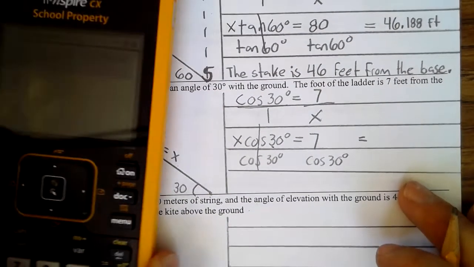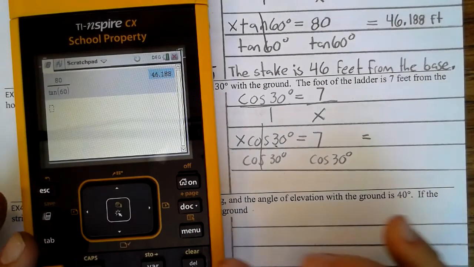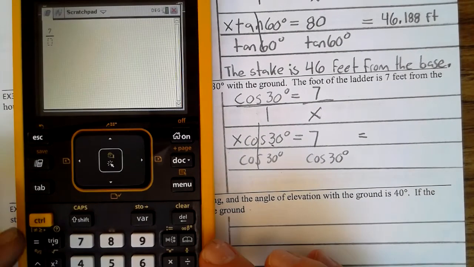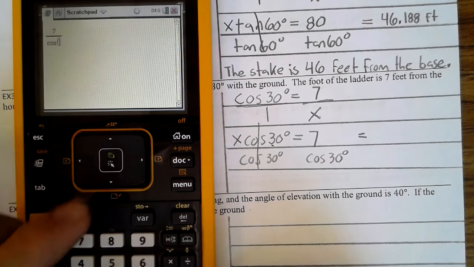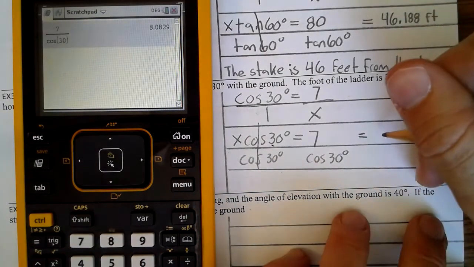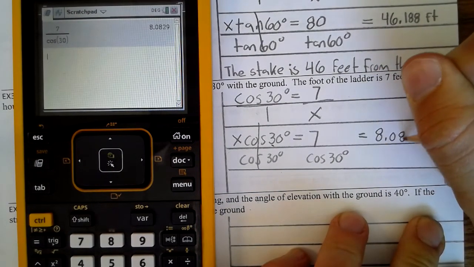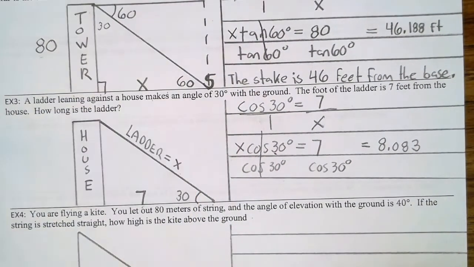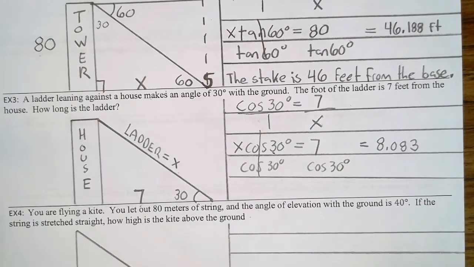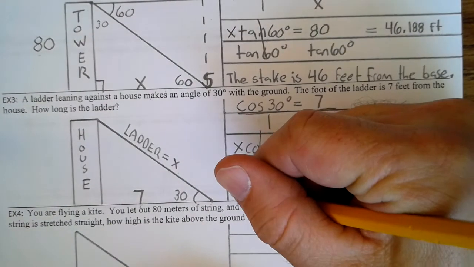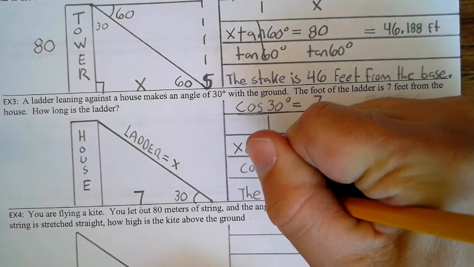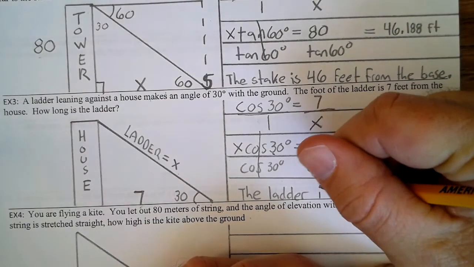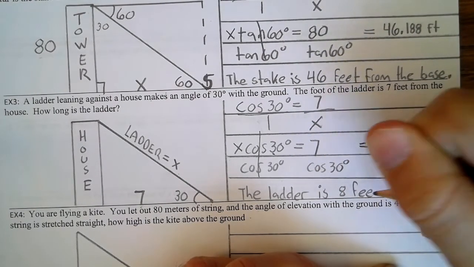which you plug into your calculator. So Control Divide. 7 divided by, and the trig button's right here. Cosine of 30 degrees, which is 8.083. All right, so we conclude the sentence. So we could say the ladder is 8 feet long.